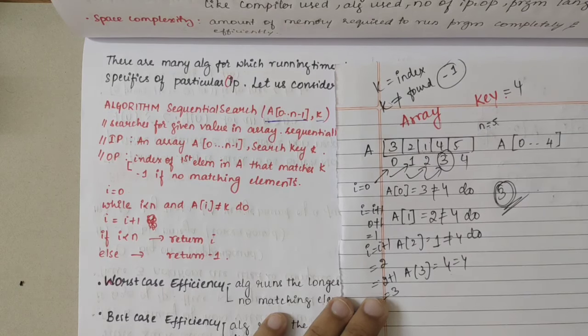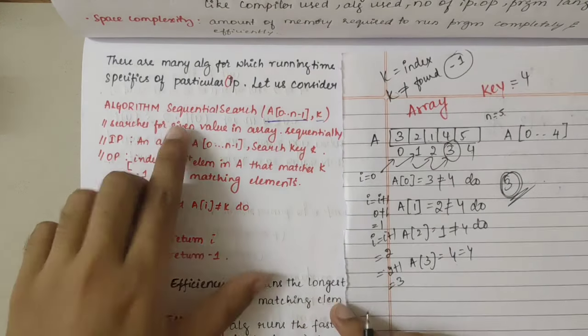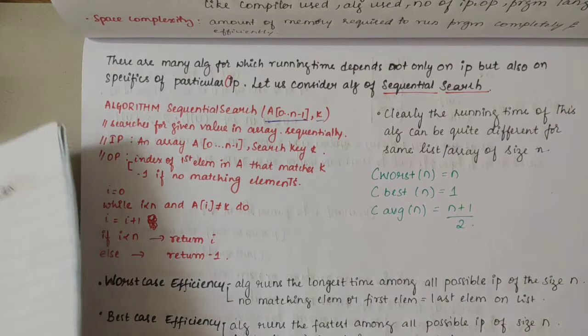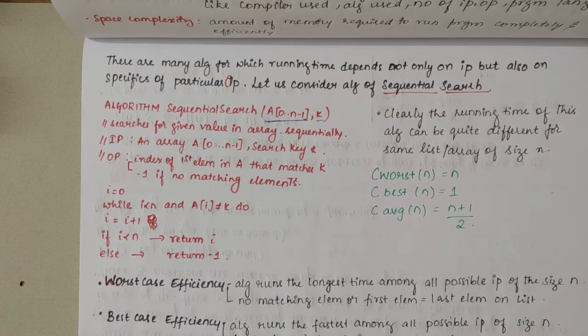3 is returned as the output. So this was about the sequential search algorithm. Now we'll look into the efficiency part. Clearly, the running time of this algorithm can be quite different for the same list and array.